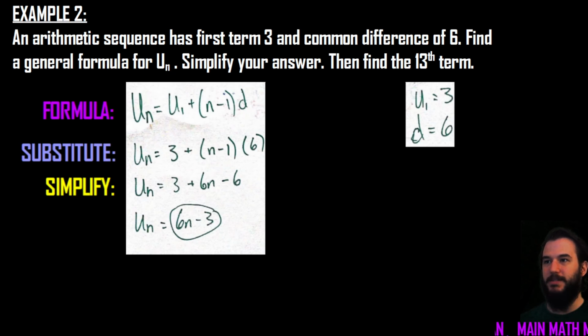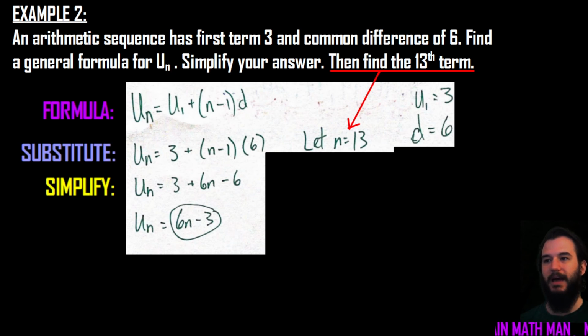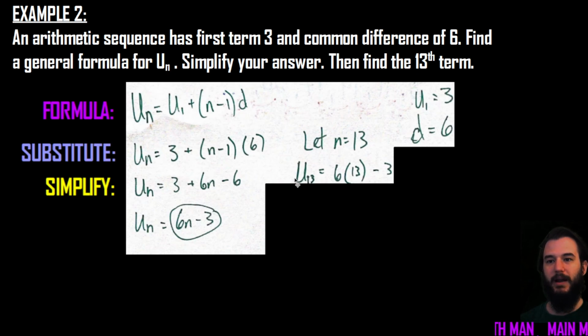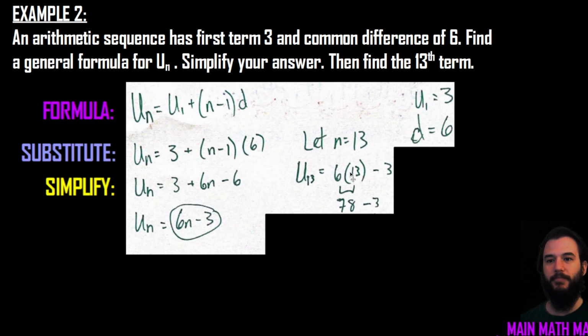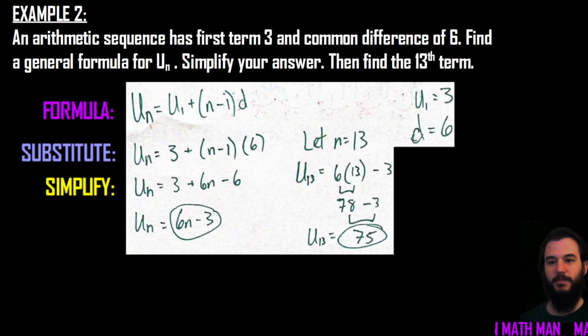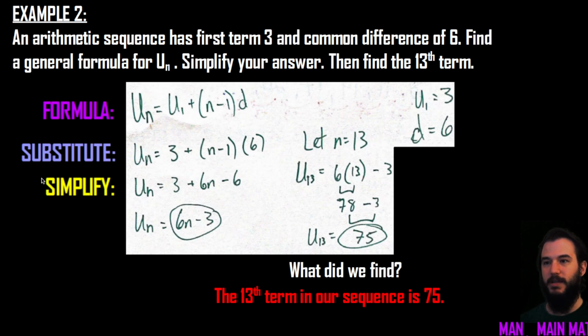Okay, now next step, we need to find that 13th term. And so we just let n equal 13. Again, this is just like those wonderful linear functions that we had. And so I'm going to plug in, wherever I have an n, I now have a 13. And so I have 6 times 13 minus 3. Be careful again, you can't just throw that 13 right next to it. You have to have it in parentheses because we are multiplying. So I have 6 times 13 is 78, and 78 minus 3 is going to be 75. What did we find? As always, we found that the 13th term in our sequence is going to be 75.